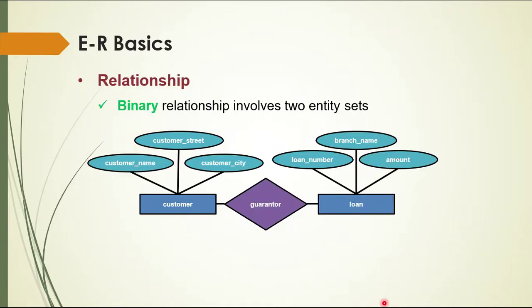Now next is binary relationship. The binary relationship involves two entity sets. So whenever we have a relationship between only two entities, then it is known as a binary relationship. Here we have a customer and loan, and between customer and loan we have the relationship guarantee. So the guarantor relationship involves two entities, customer and loan. So this type of relationship is known as a binary relationship.